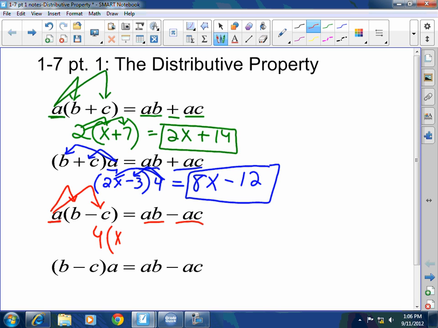Okay. Now, let's give you an example. 4 times x minus 3. 4 times x is 4x. 4 times negative 3 is negative 12. Awesome. Does that make sense?